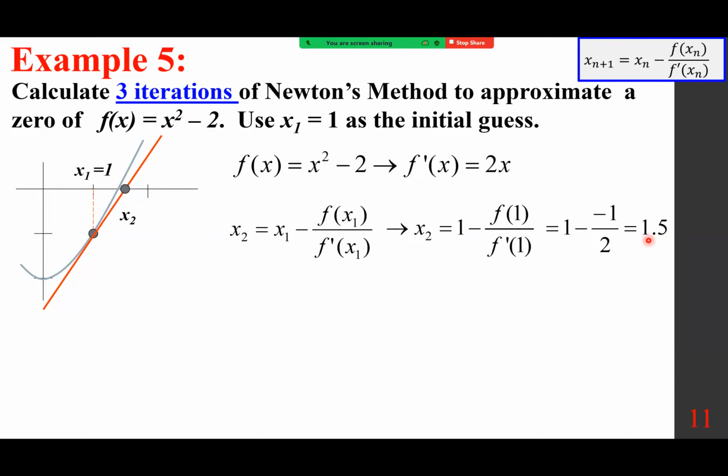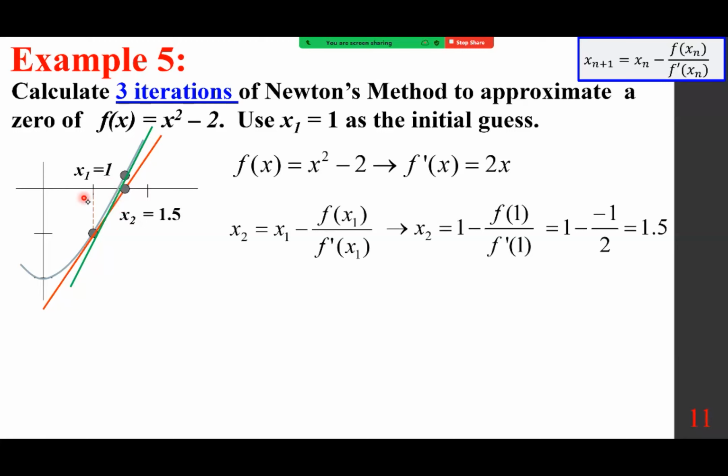So we did only 1. Now we're going to call this x sub 3, and this x sub 2. So x sub 2 is 1.5, located at 1.5 comma 0, which means we draw a new tangent. Notice that it's very hard to show. This new tangent line, the green one, is even closer to the actual root. So it's almost impossible to show.